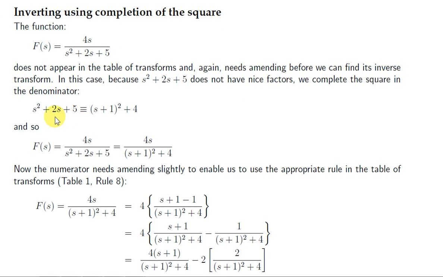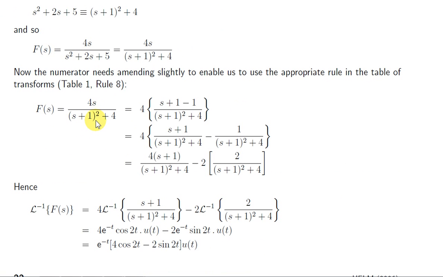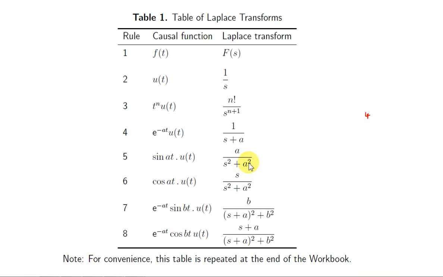So here we have to complete the square, so we get half the coefficient of s. Half of plus 2 is plus 1, so we write s plus 1 and square it. If we do that, we get s squared plus 2s plus 1. So we have to add on 4 to get to 5. Now if we look at the denominator, we have a function of s squared plus a constant. So if we go to the table, we can see that that's the case for entries 5 and 6. The denominator has a function of s squared plus a constant for both of these.